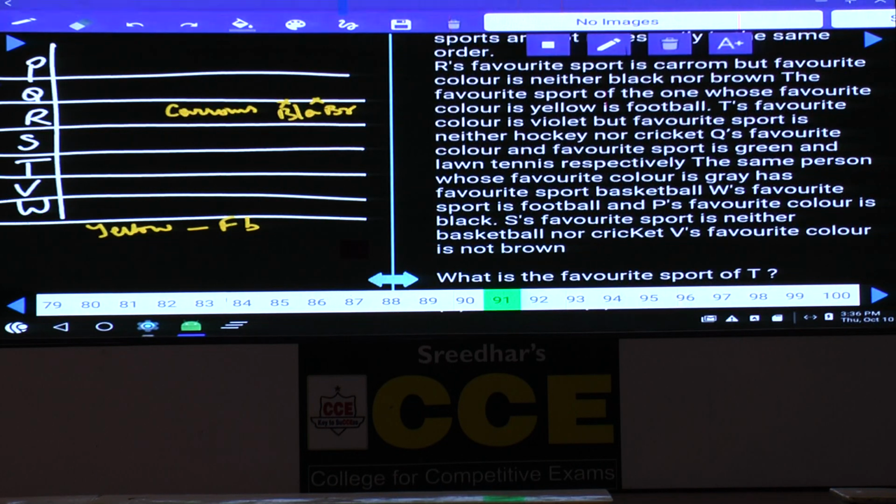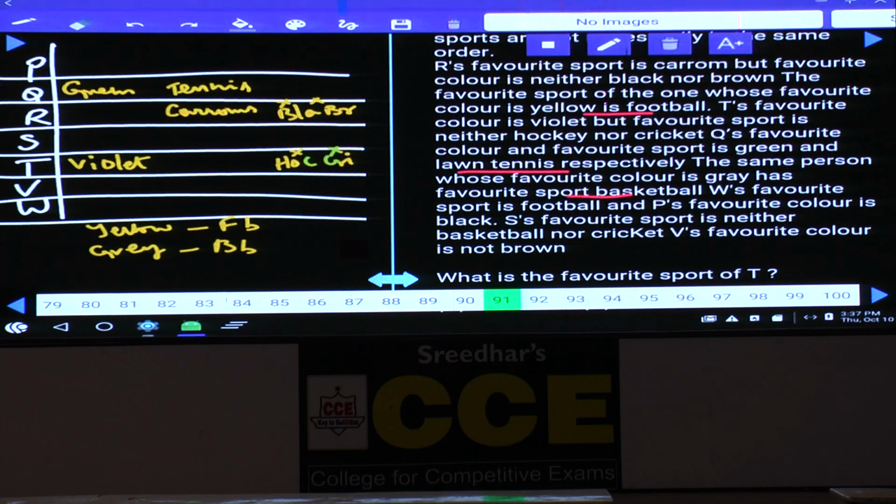Yellow is football. Next one, T's favorite color is violet. Now T's favorite color is what? Violet. T's favorite color is violet, but favorite sport is neither hockey nor cricket. Hence hockey and cricket were ruled out. And Q's favorite color and favorite sport is green and lawn tennis, respectively. And Q, the color is green and it is lawn tennis. The same person whose favorite color is grey has favorite sport basketball. Hence grey and basketball must be together.